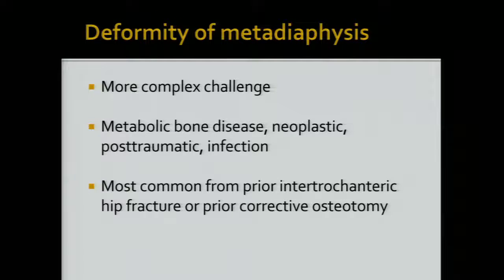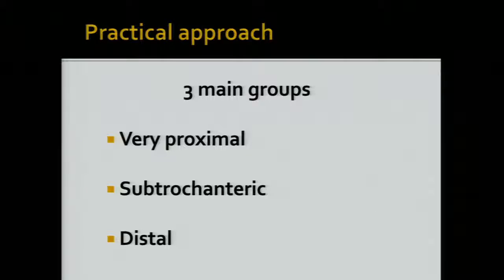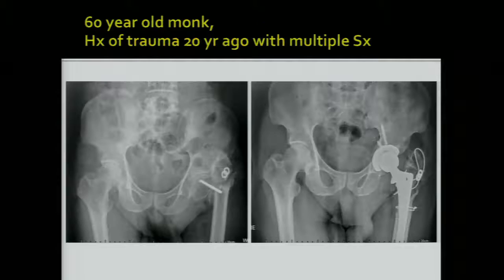The metadiaphyseal area deformity, or dislocation with deformity, is more challenging. There are various causes, but the most common is a prior intertrochanteric fracture or prior corrective osteotomy. The practical approach to this deformity is categorized into three groups: a very proximal, a subtroch area, and a distal part.